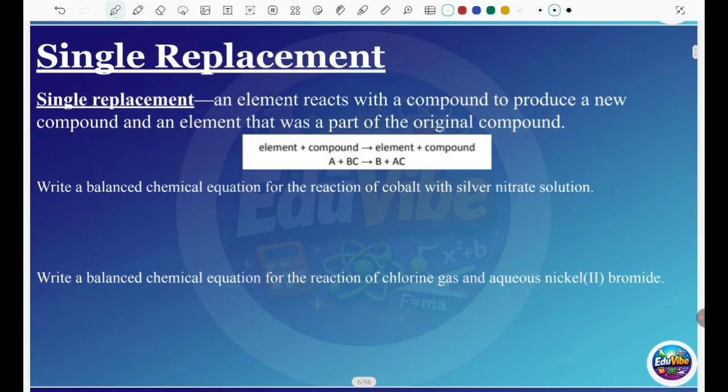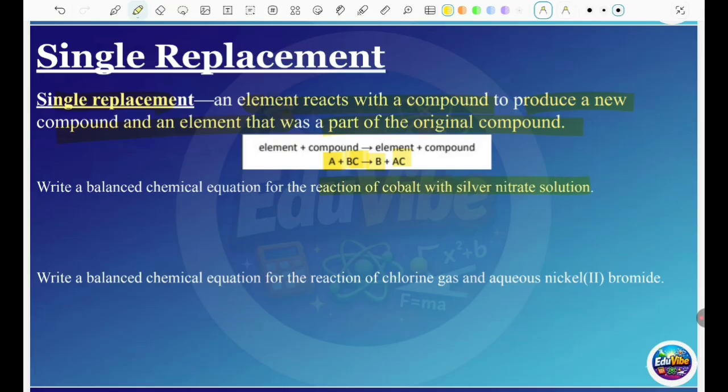Now we have a single replacement. Single replacement means that things can be replaced between the elements. An element reacts with a compound. An element, which is A, reacts with a compound, which is BC, to produce a new compound and an element that was a part of the original compound. So B goes out as an element and A goes in as a compound with C, AC. So how can we do this actually?